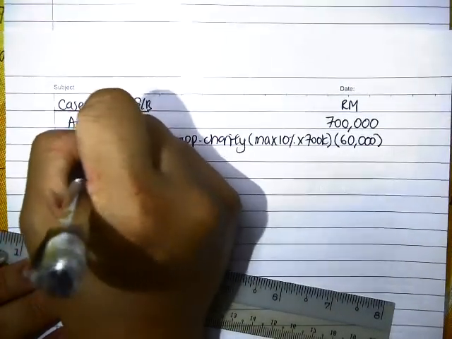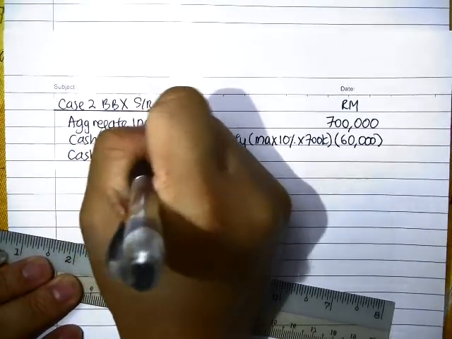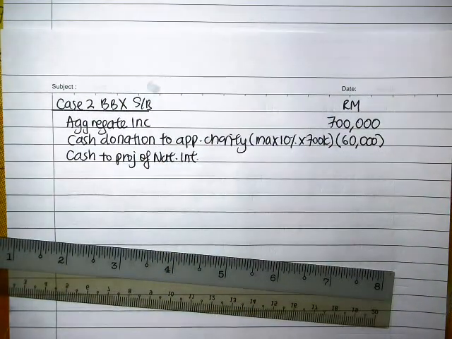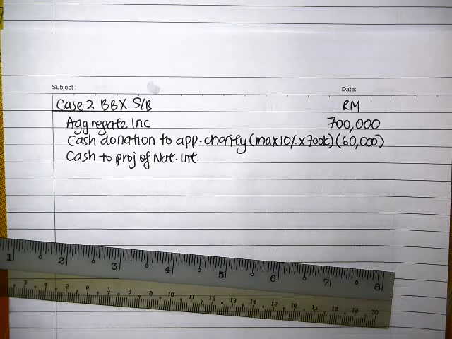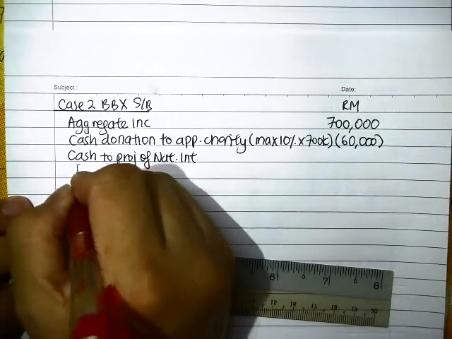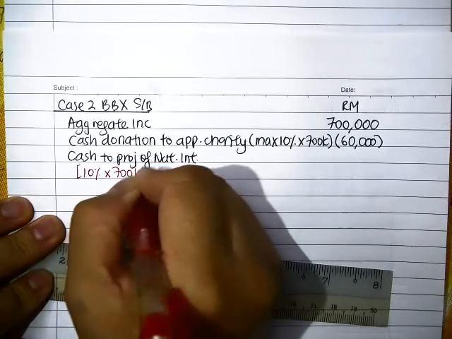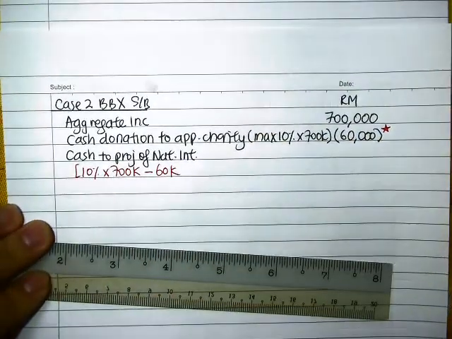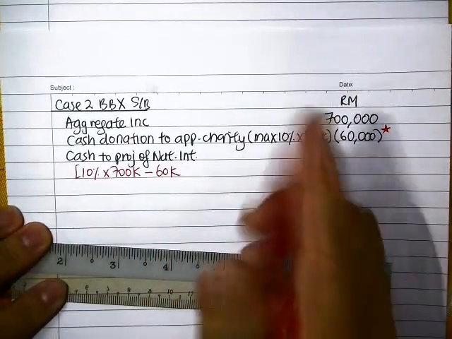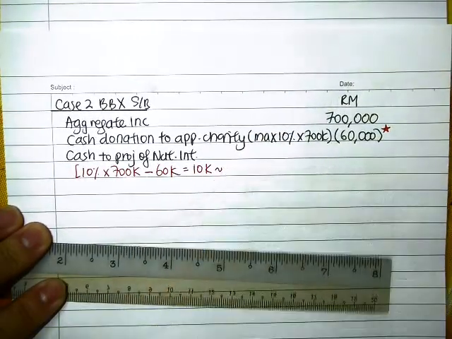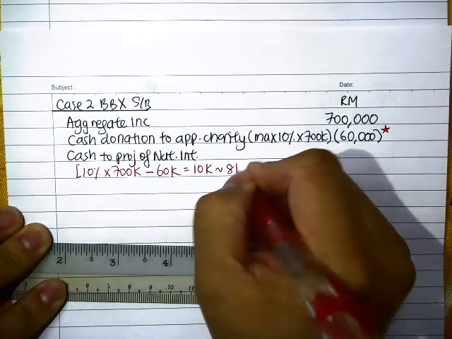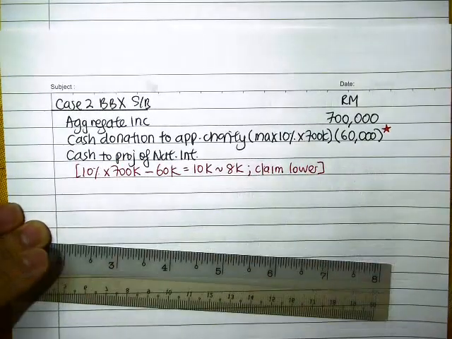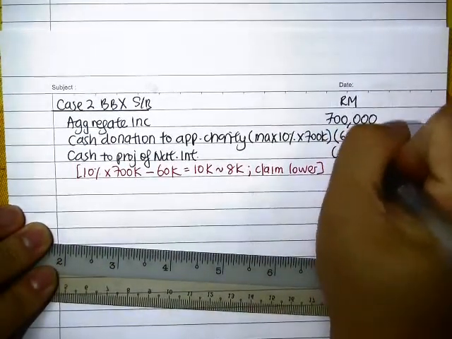Okay, the cash to project of national interest. Now you see, this one is the same as the sports. In fact, if you have two things, you just combine them and calculate at the same time. So we take 10% of 700, we minus 60, because this is the one that you have a limit. So you minus this one, the limit of the 10%. So we get 10K. And the donation is 8,000. So you claim the lower. So obviously 8,000 is lower, so you just claim 8,000.